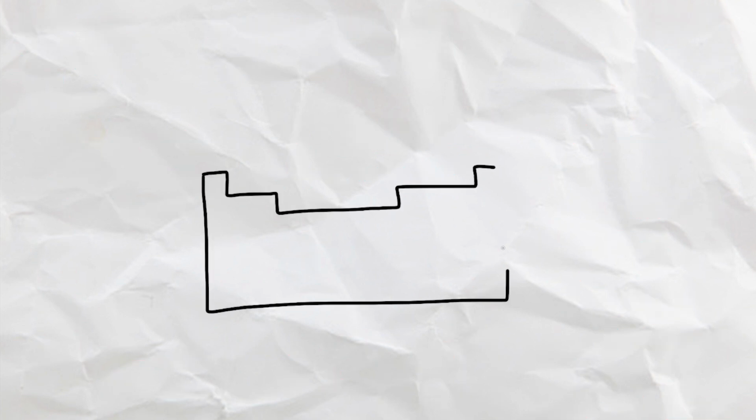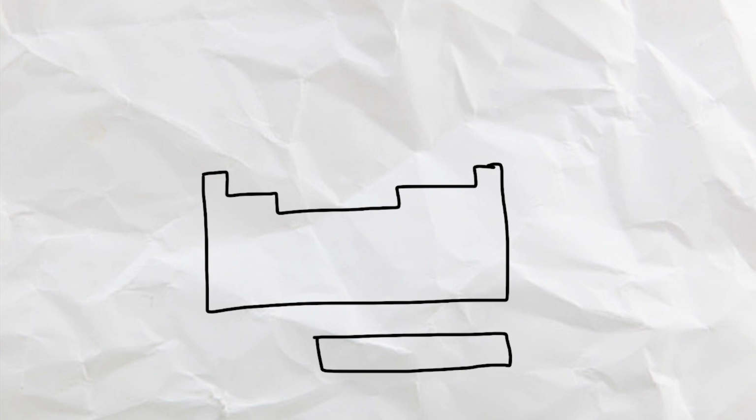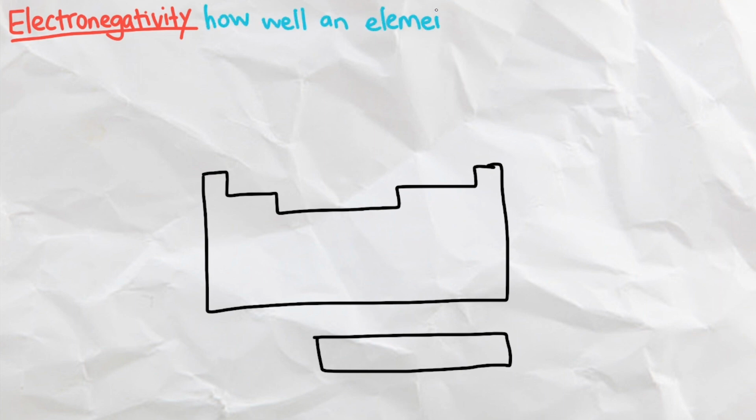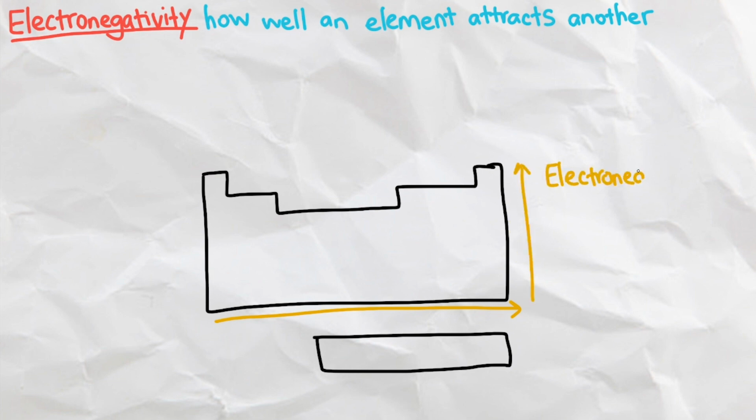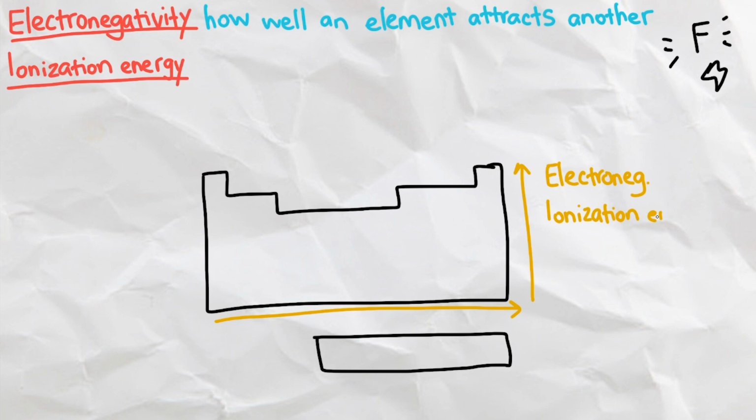As mentioned before, the periodic table arranges the elements based on patterns, and there are also some special trends that the table follows. Electronegativity is how well an element attracts another element to form bonds by taking electrons. The more top right we go, the more electronegative an element is, with fluorine being the most. This trend is the same as ionization energy, the energy it takes to remove an electron from an atom. The more electronegative an atom is, the harder it is to take an electron away.